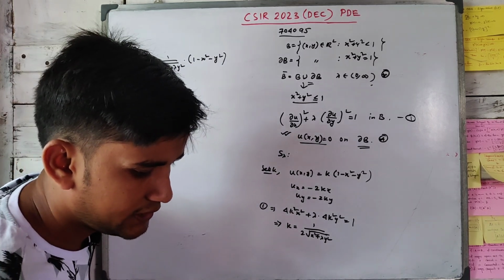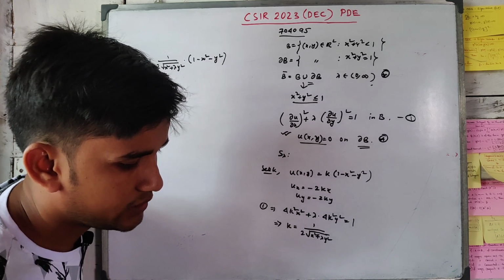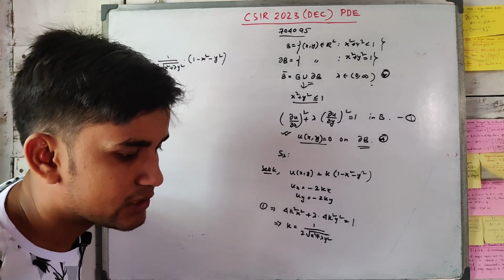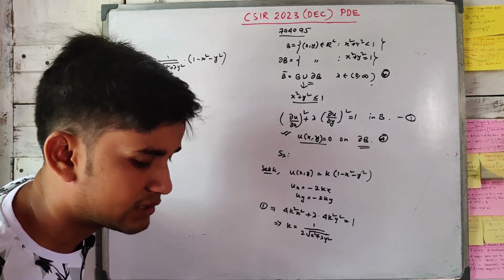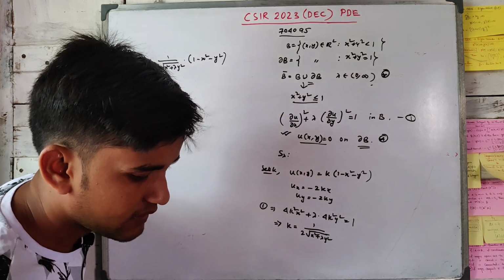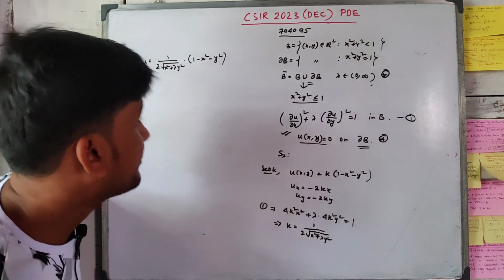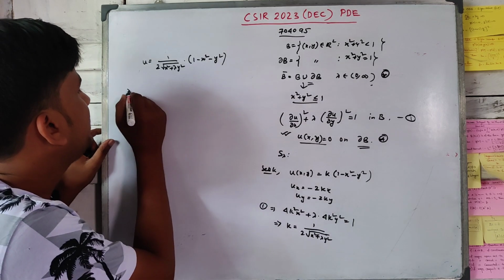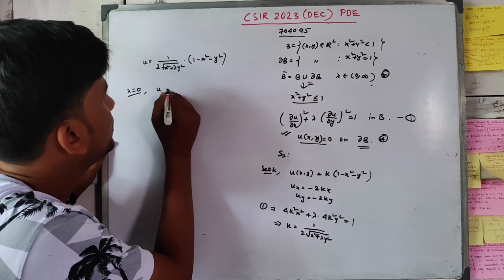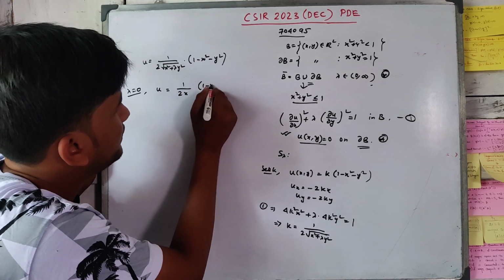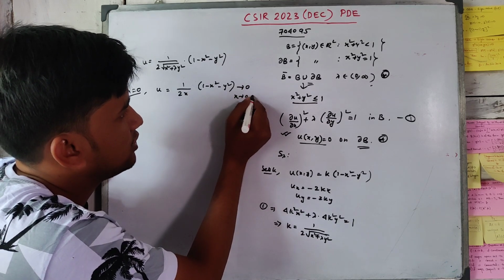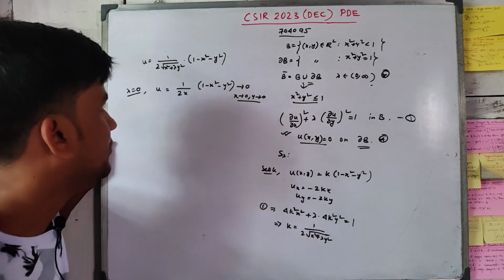Now if we choose any specific value of lambda, because S lambda is the set of twice continuously differentiable functions, you can take lambda equal to 1 or lambda equal to 0. If we take lambda equal to 0, then u equals 1 by 2x into 1 minus x square minus y square. So this will tend to 0 if we choose x tends to 0 or y tends to 0, because the denominator term is of higher degree.